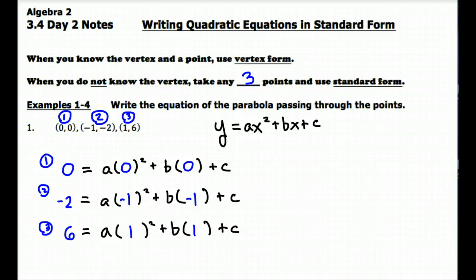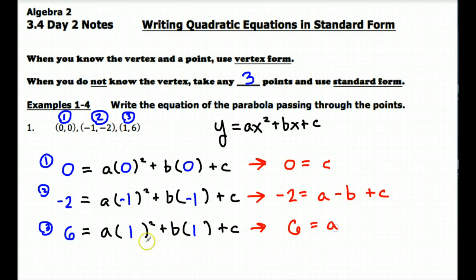And so if we simplify each of these equations I've made here, we get the following. For equation 1, we get 0 equals, well, 0 squared times a is going to be 0, 0 times b is 0, so we basically get 0 equals c. For your second equation, you get -2 equals -1 squared is +1, so you get a, -1 times b is minus b, and then plus c. And then for your third equation, you get 6 equals 1 squared is 1 times a is a, you get a plus b here, plus c.